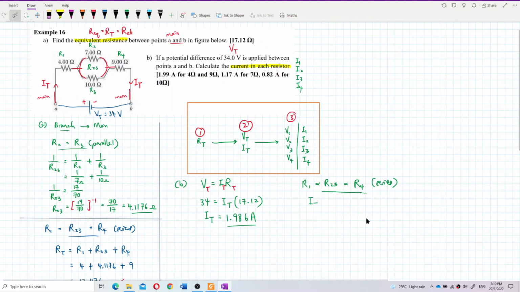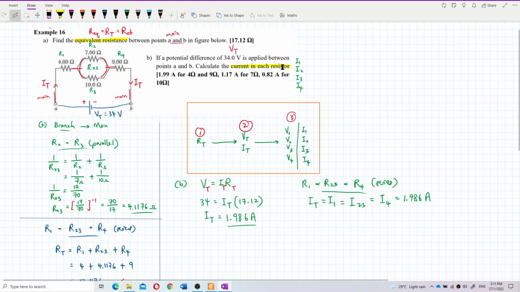The I total, which I got just now, will be equal to the current passing through R1, which is I1, and also equal to the current passing through R23, and also equal to the current passing through R4, which is I4. All of these are 1.986 ampere, the same current because they are in series. Okay, so I got my answer already.